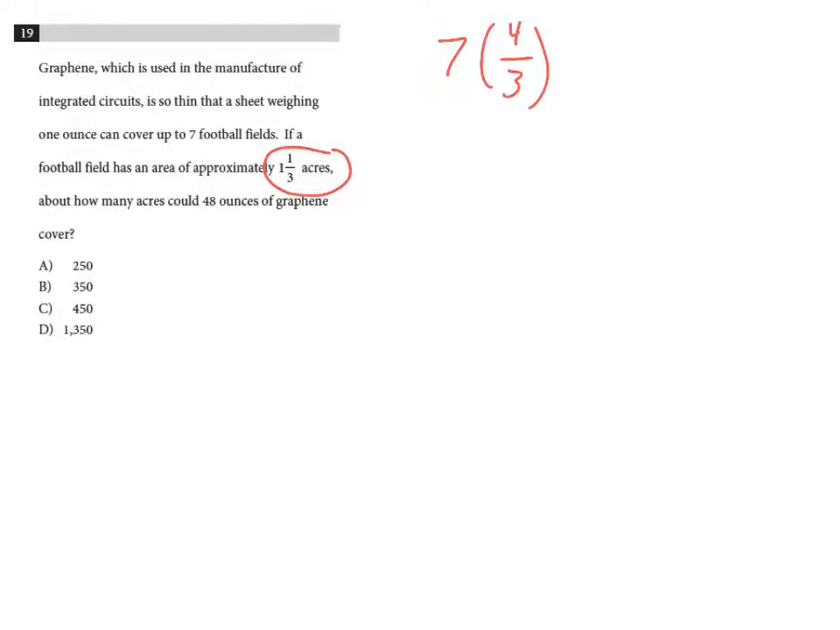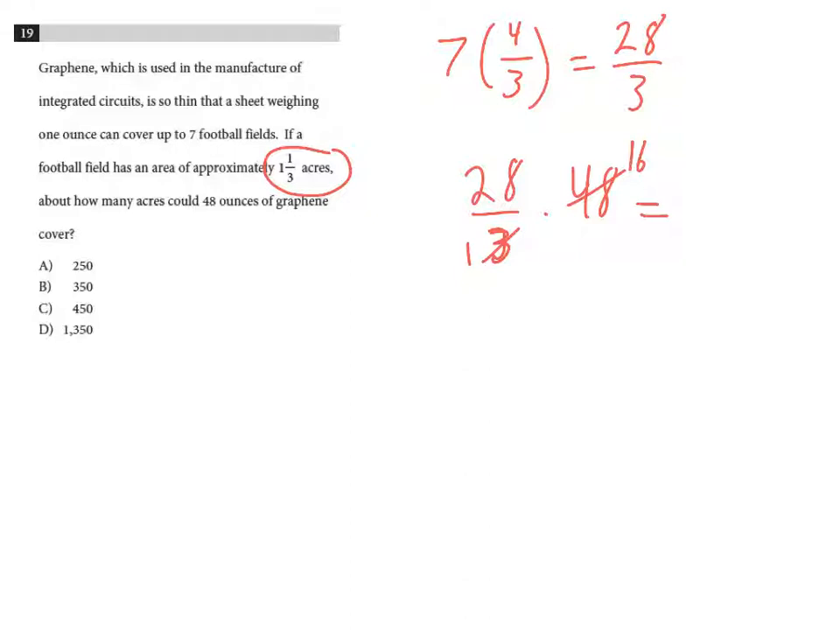So that's how many acres a single ounce of graphene can cover. Okay, well that's going to be 28/3 of an acre, and we want to know 48 ounces. That's just 1 ounce, so it's going to be 28/3 times 48. Well, I can divide the top and the bottom by 3.